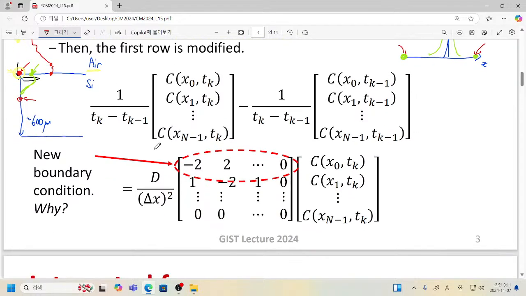Here we have a new boundary condition related with this point. However, when you have a look at this number, maybe you find that the diagonal component is just -2, but here we have 2, not 1. So why do we have this kind of boundary condition?